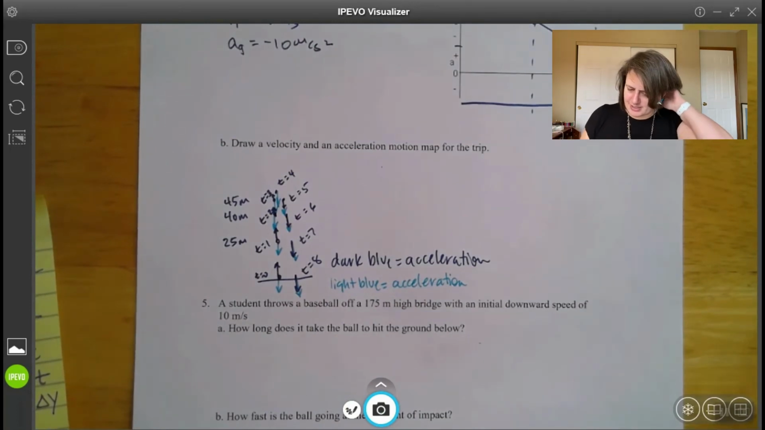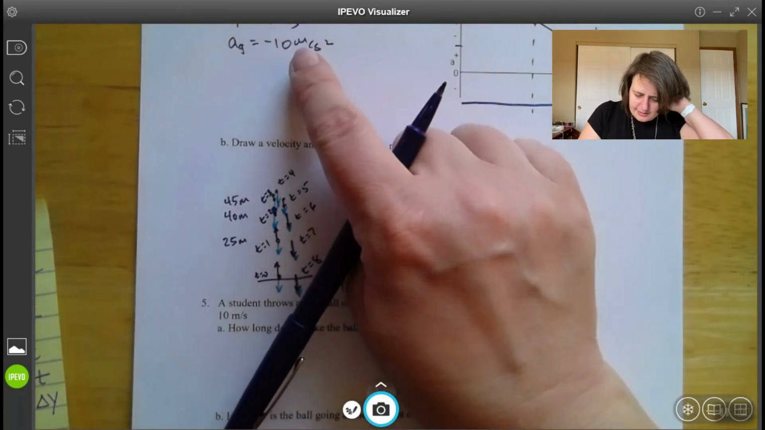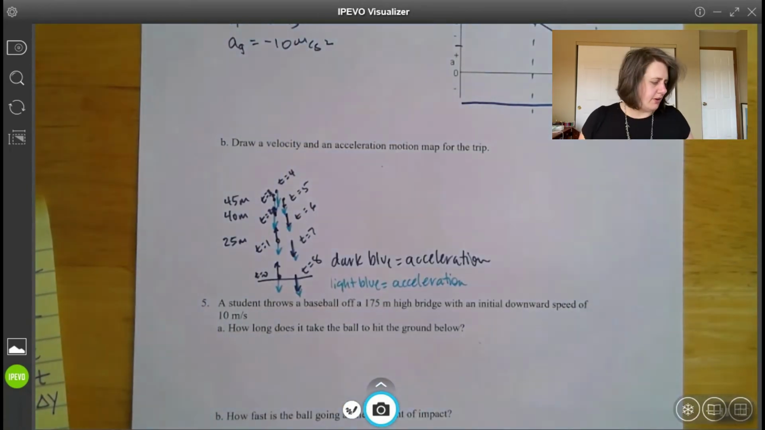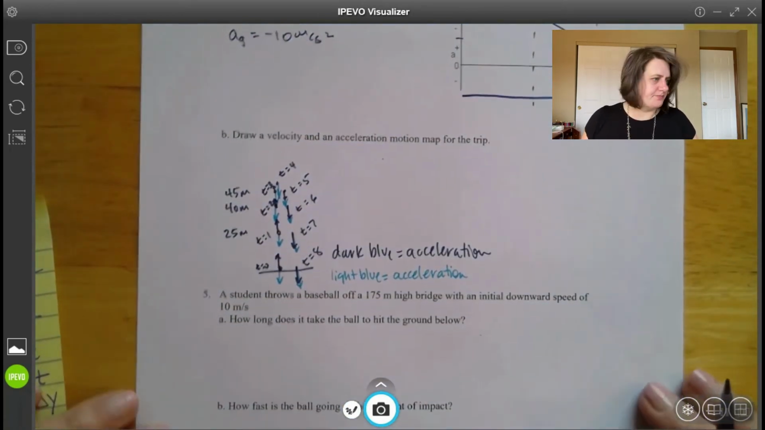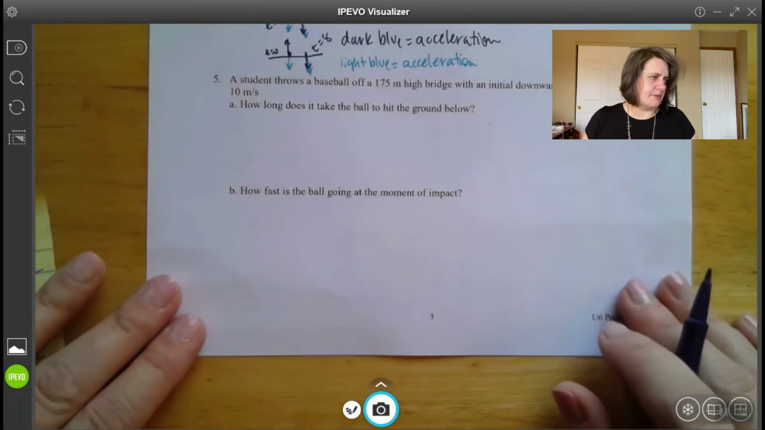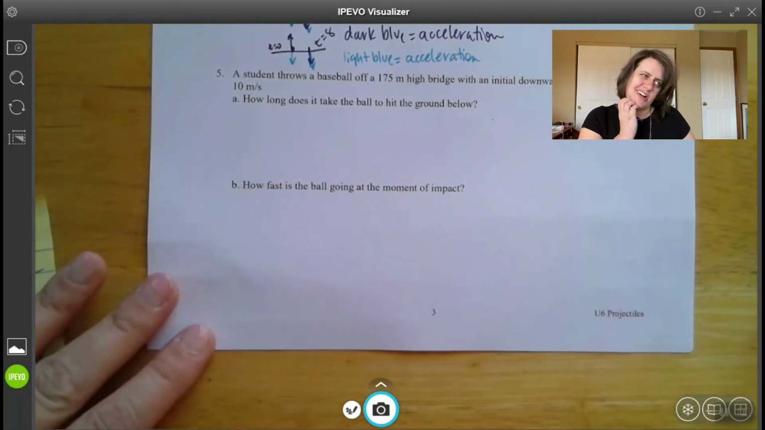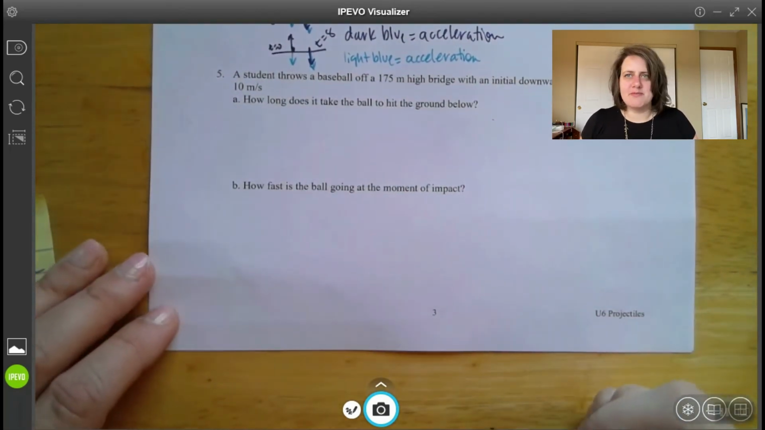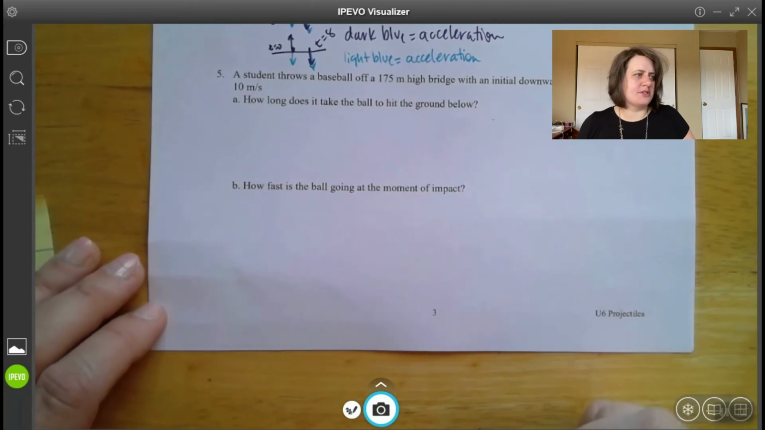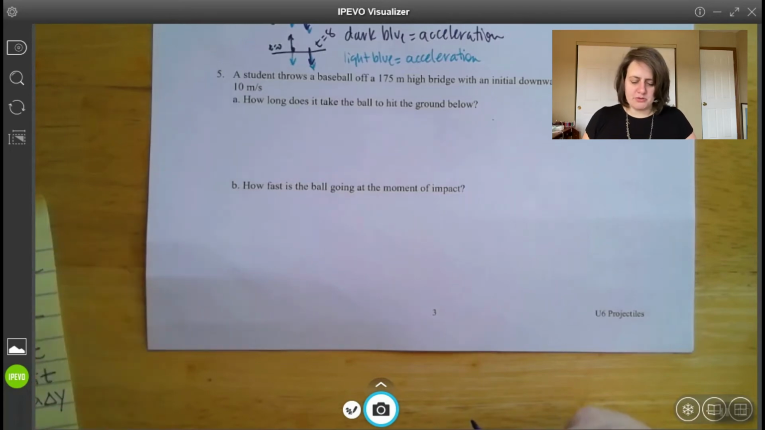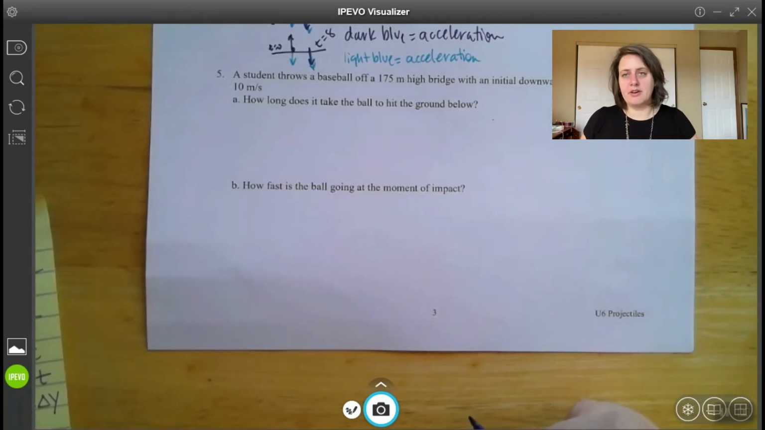This problem doesn't actually ask us to solve for too much. So I'm just going to move on to the next one. All right, number 5, a student throws a baseball off a 175-meter bridge with a downward speed of 10 meters per second. How long does it take the ball to hit the ground? How fast is the ball moving? Sorry, how fast is it going at the moment of impact?